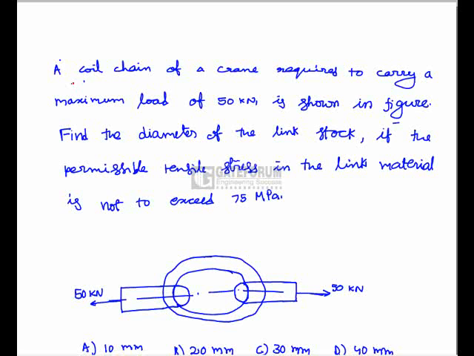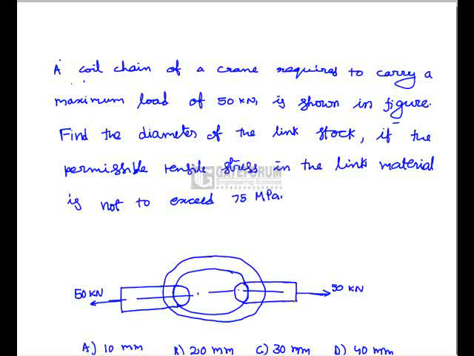A coil chain of a crane required to carry a maximum load of 50 kilonewton is shown in the figure. Find the diameter of the link stock if the permissible tensile stress in the link material is not to exceed 75 megapascal.